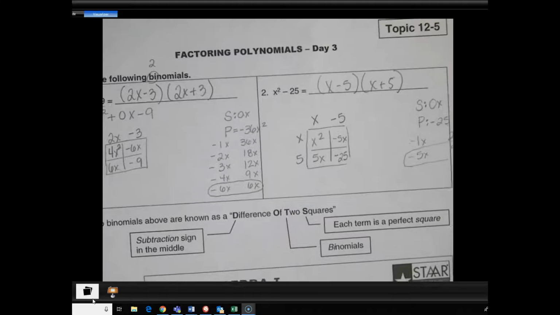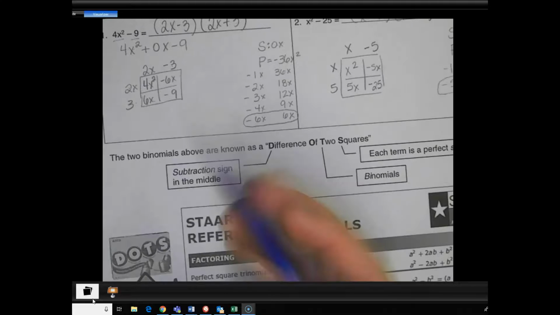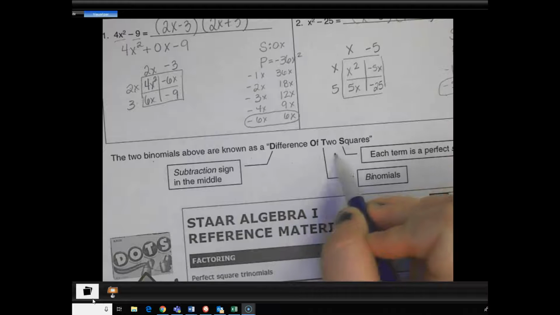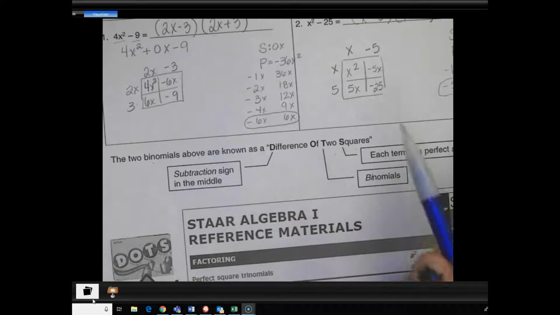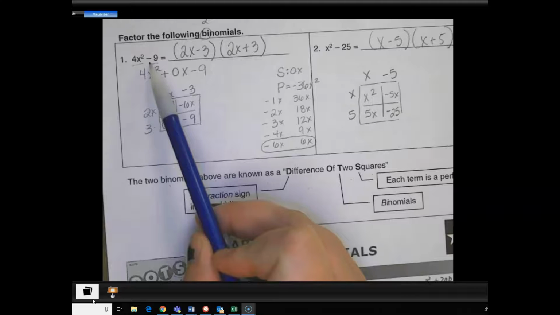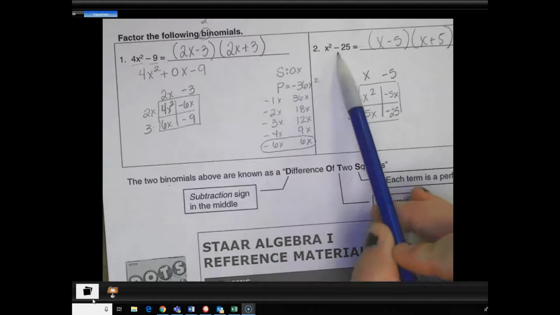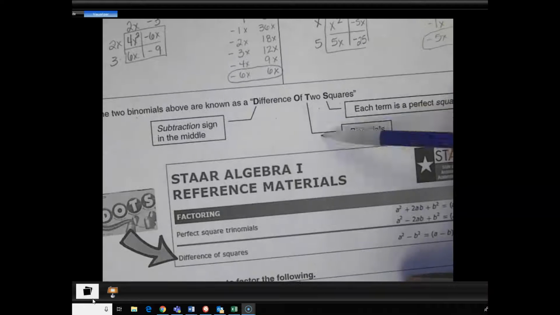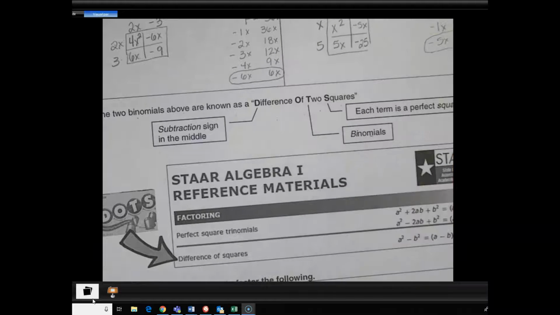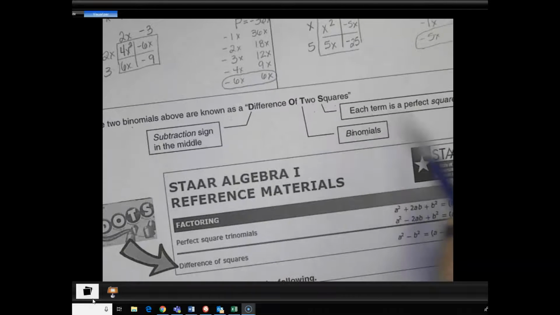All right? So let's look. When we have two binomials, also known as the difference of two squares, they call it DOTS. Difference means there has to be a subtraction. So I have to have a subtraction sign in this spot. Two, it has to be a binomial. I can only have two factors there. I can't have more than 2.